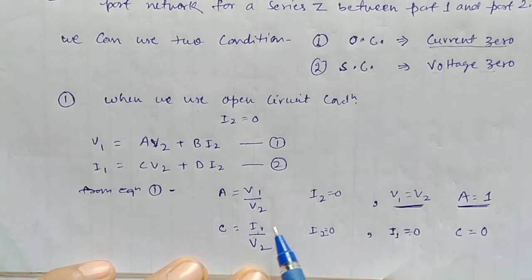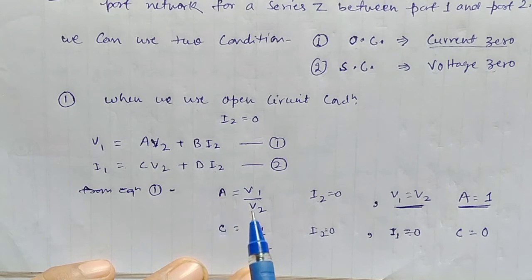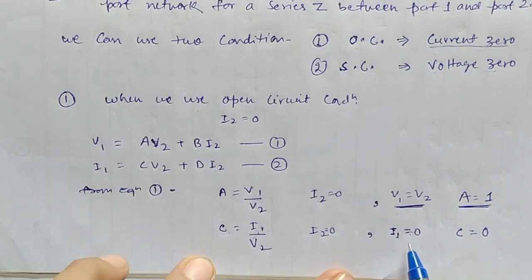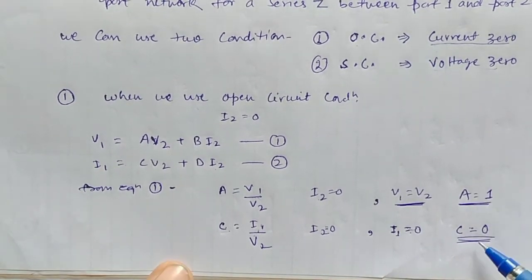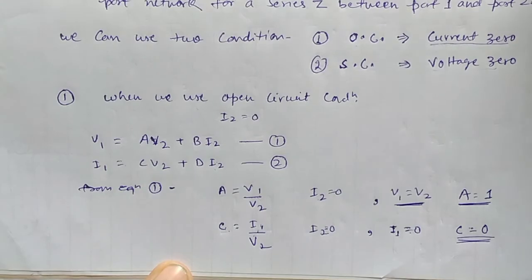We can see from the network directly. If current I2 is 0, it's an open circuit, then I1 will also be 0. So C will be written as 0 by V2, which is nothing but C is equal to 0. So we got two parameters, A is 1 and C is 0. Now we'll apply the short circuit.